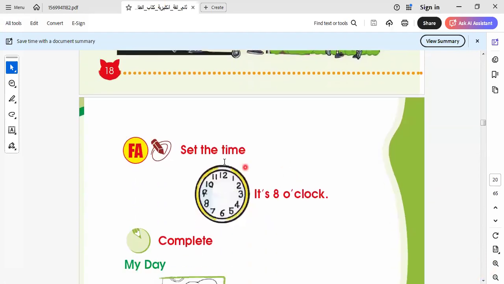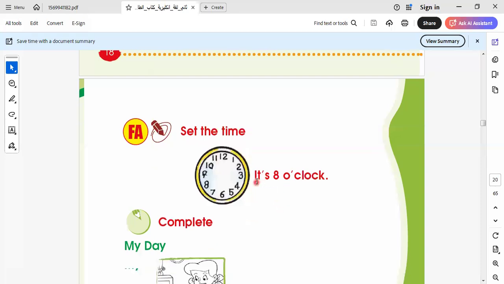Here is primary school. Set the time. It's 8 o'clock. How can I do this? I put the short arm on the 8 and the long arm on the 12. So it will be here. I'm not clear, but I do it to be clear. The short arm will be on 8, and the long arm will be on 12. Okay.